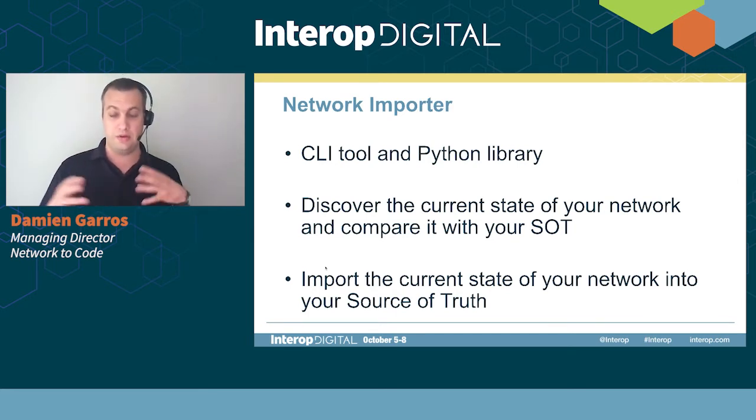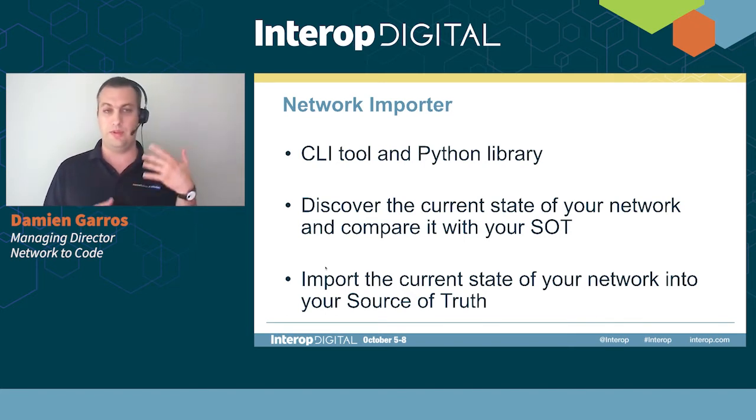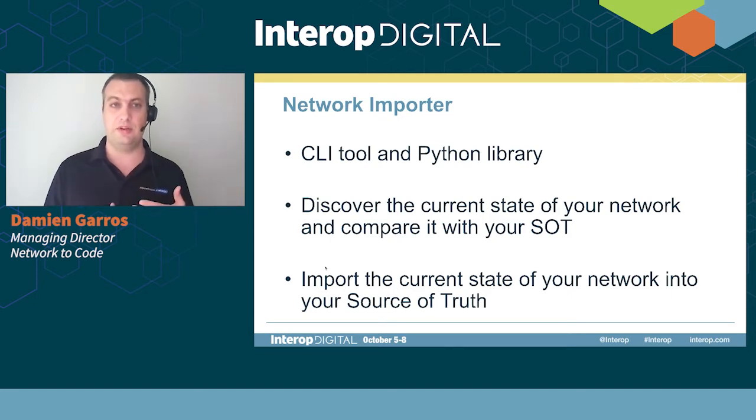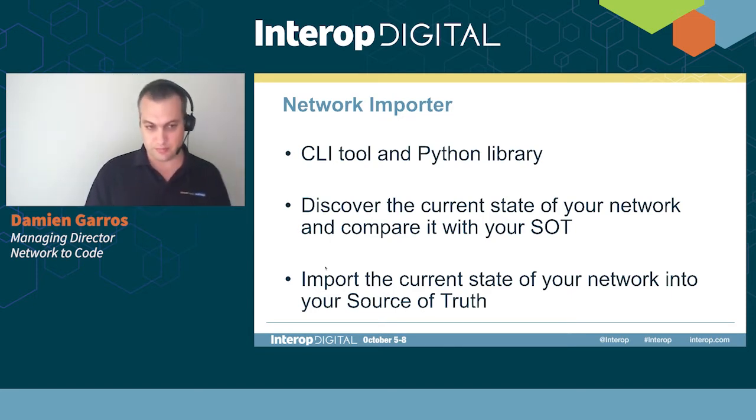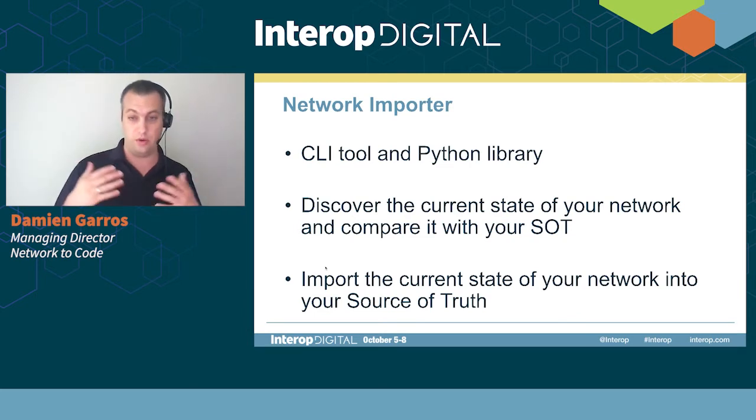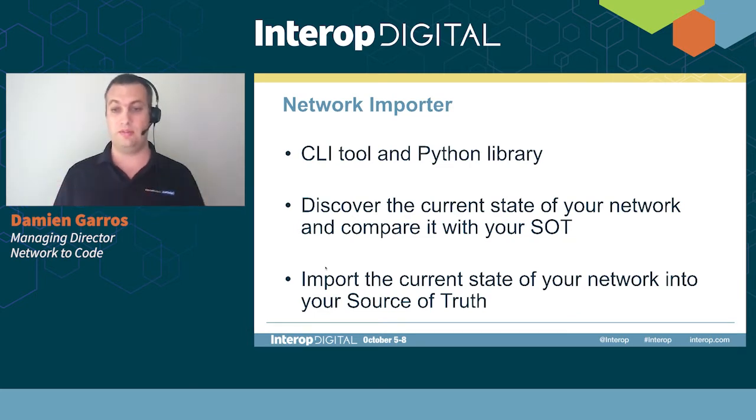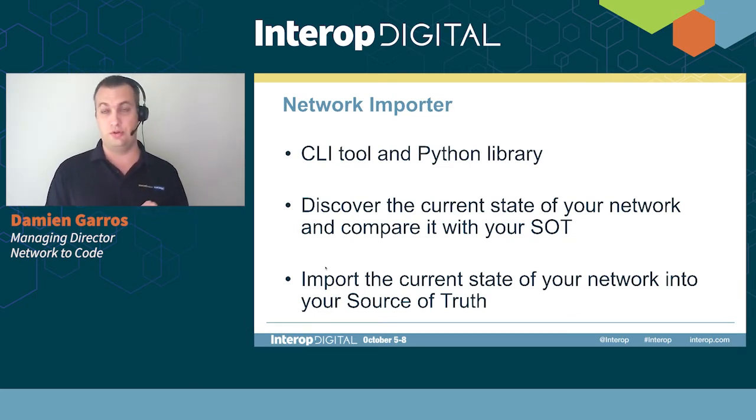Now, because it is able to do this diff, it also has the ability to actually import. And maybe the name should be more like network diff, but we went with Network Importer. If you want, you can also import everything into your source of truth in an idempotent way, so that if you repeat the process multiple times, you will always ensure that the source of truth is exactly in the status that your network is currently in at the beginning of the process.